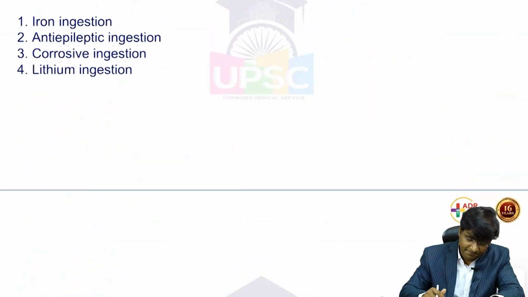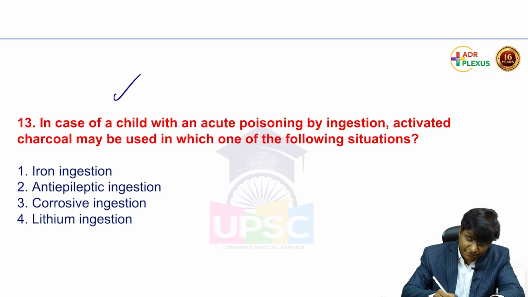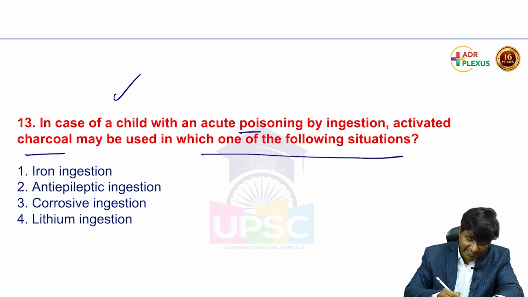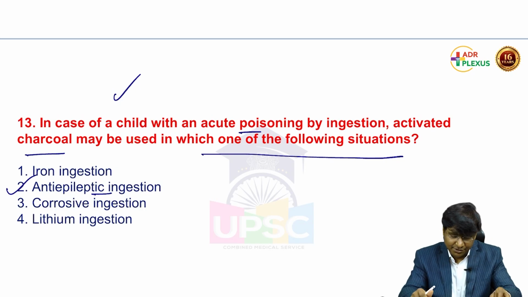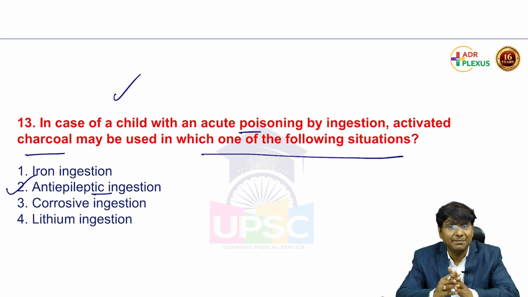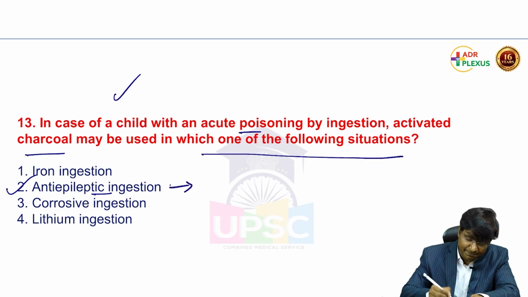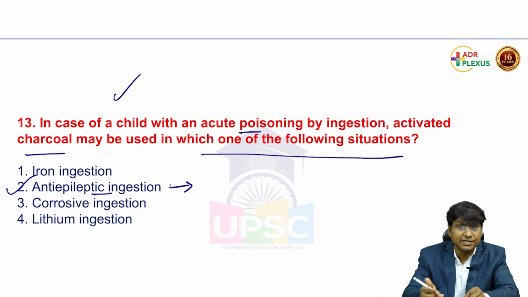Next question. In case of a child with acute poisoning by ingestion, activated charcoal may be used in which of the following situations? Iron ingestion, anti-epileptic ingestion, corrosive ingestion, and lithium ingestion. So in case of anti-epileptic ingestion, the activated charcoal may be used. Activated charcoal can be effective for certain anti-epileptic drugs. What are the anti-epileptic drugs for which activated charcoal is effective?